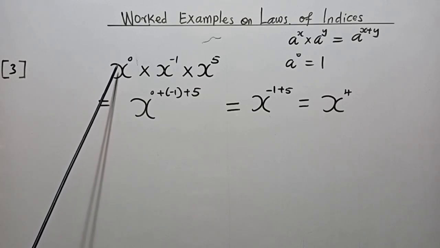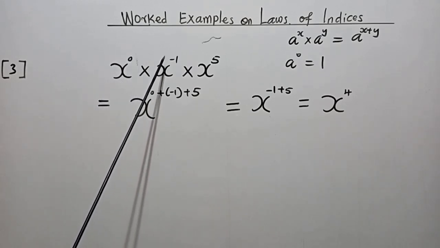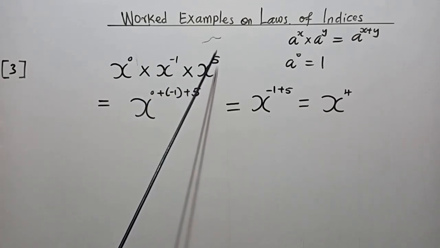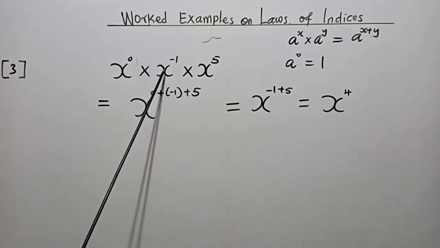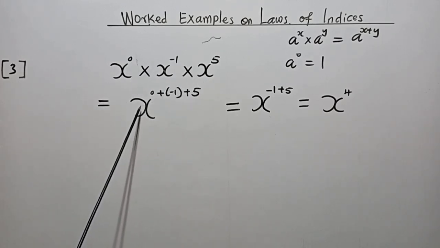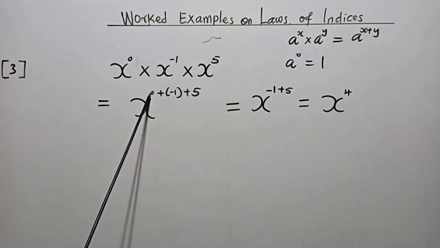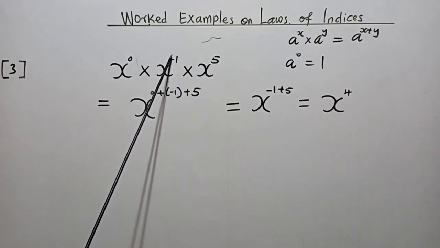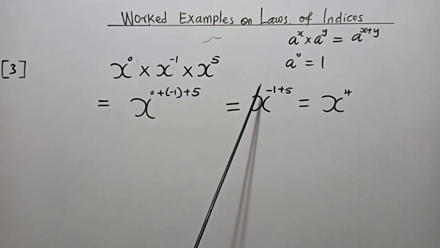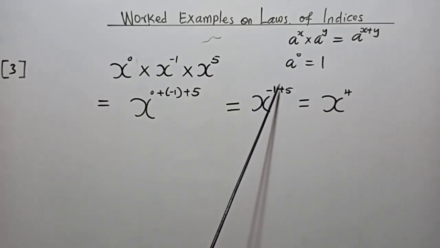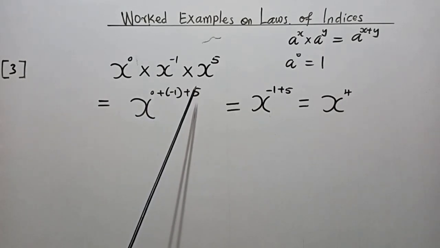Then, that is therefore applicable to x to the power 0 times x to the power minus 1 times x to the power 5. That being the case, they all have the same base x. That is how we picked just one base x, then add the powers. This is 0 plus minus 1 plus this 5 here. And that gives us this x to the power minus 1 plus 5. Whenever we add 0 to anything, the result is that thing.